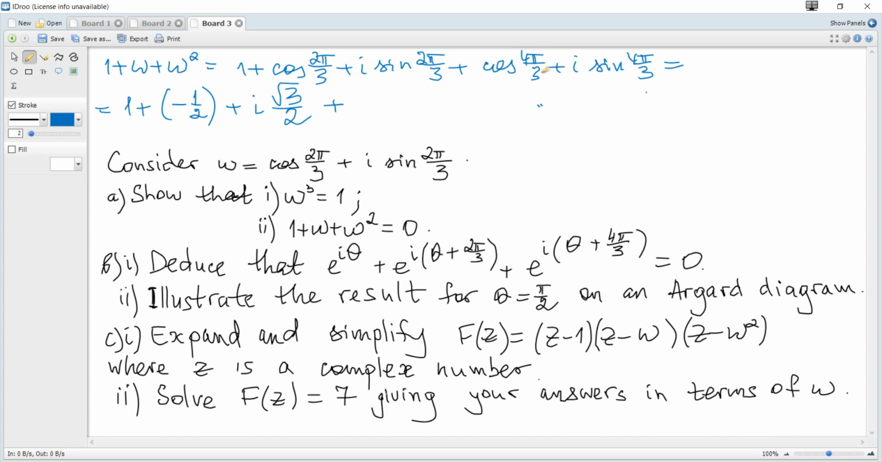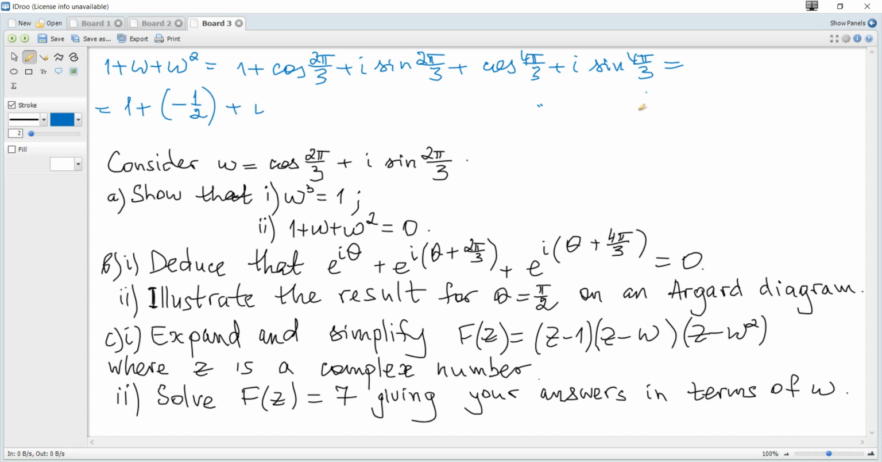cosine of 4 pi over 3, 60 times 4, 240, it's 180 plus 60, so it's a negative, the same as negative cosine of 60, so it's also negative a half, plus i sine of 4 pi over 3, it's sine of 240, and it's the same as negative sine of 60, because it's the third quadrant, the y coordinate, its sign is negative, so it's negative root 3 over 2, and we can see that we get 1 minus 1 is 0.